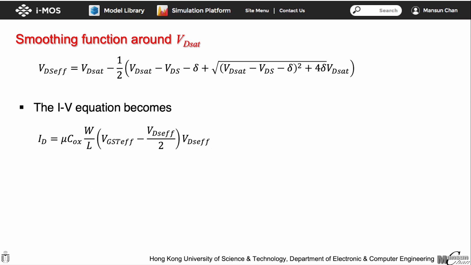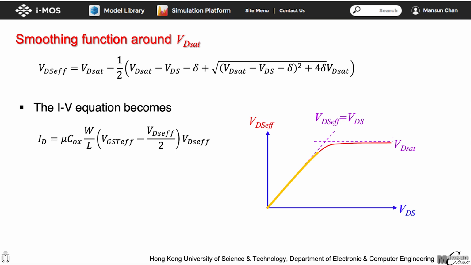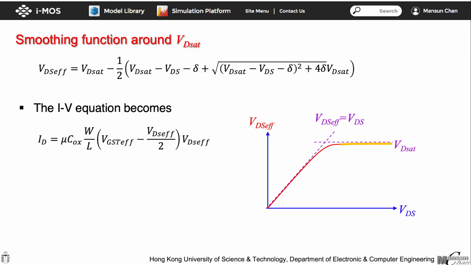As a result, we no longer need a separate equation for the saturation region, allowing us to use a single equation to calculate the MOSFET current across all operating regions. The characteristics of VDS effective are shown in the figure. From the figure, you can see that for small VDS values below VD set, VDS effective is approximately equal to VDS. However, when VDS exceeds VD set, VDS effective gets clamped at VD set.